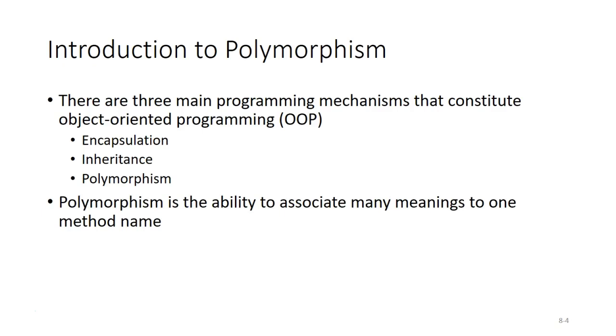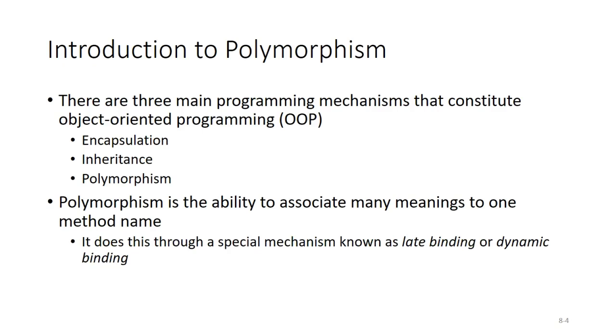So polymorphism is the ability to associate many different meanings to one method name. So you have one method name, like getPerimeter, but what will actually happen depends on what kind of object you're talking to. And you probably cannot know what kind of object you are talking to until execution time. So the way that this works is something that any computer science person needs to know, and we call this late binding, sometimes called dynamic binding.